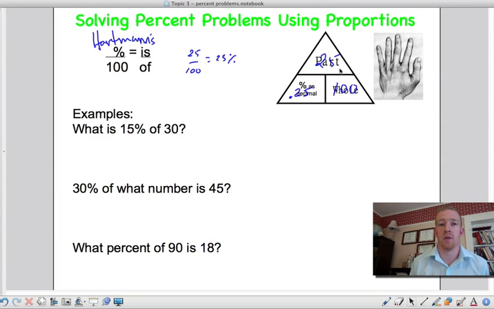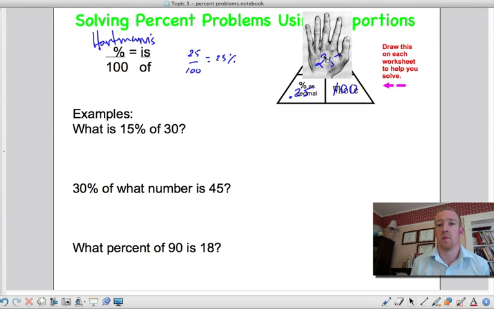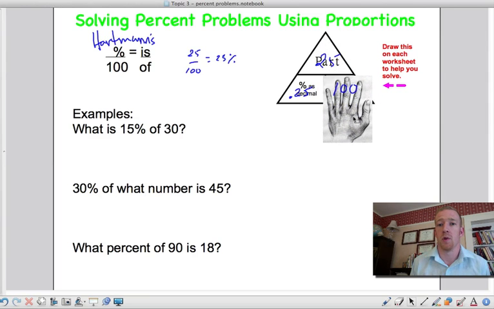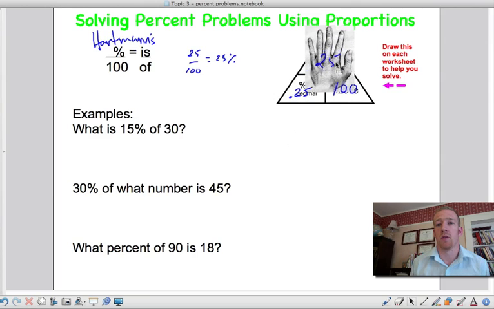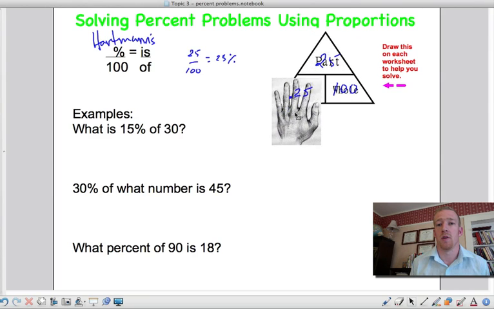Now if we were missing any one of these, the way this works is you just cover up with your hand whatever you're missing. So if we were missing the part, if we knew it was 25% and the whole was 100, we would cover up the 25%, or the part. Cover up the whole to find the 100, cover up the percentage. Now if I cover up the part, I multiply these two numbers. If I cover up the percentage, I would divide these two numbers, part over the whole.